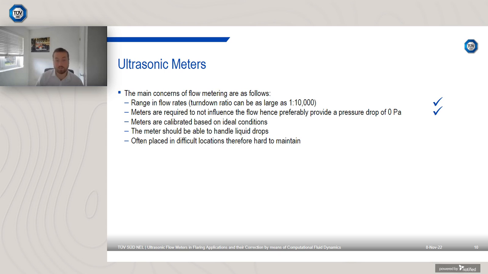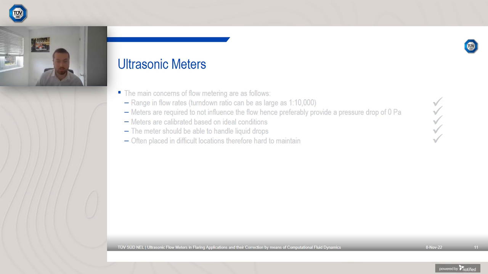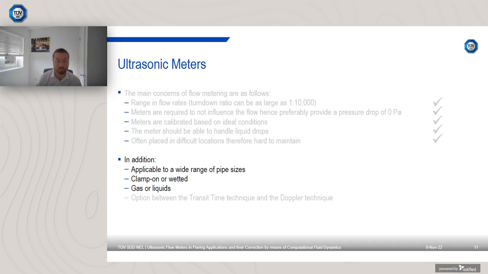These meters can be calibrated based on ideal and non-ideal conditions. And there are no moving parts within this meter, and therefore it's not hard to maintain. So if it's placed in a difficult location, that's perfectly fine. In addition to this, the meters can also be applied to a wide range of pipe sizes. You can get a clamp-on version or a wetted version. You can also use these meters with gas or liquids, and you have the option between the transit time technique and the Doppler technique. However, the transit time technique is only really used because it provides a lower uncertainty.